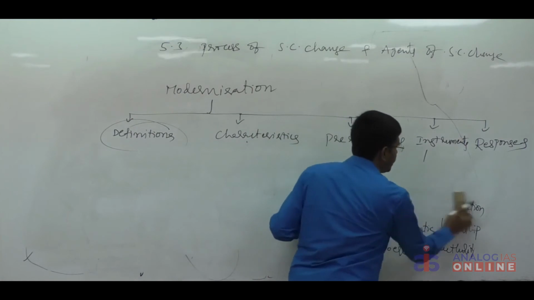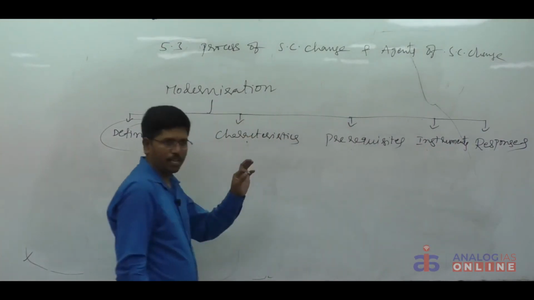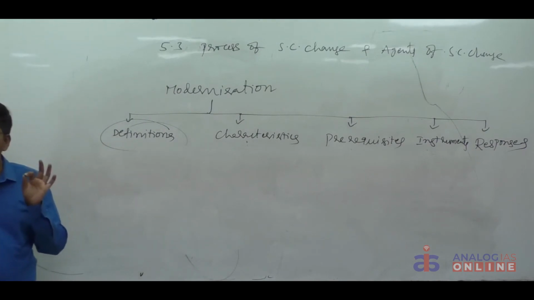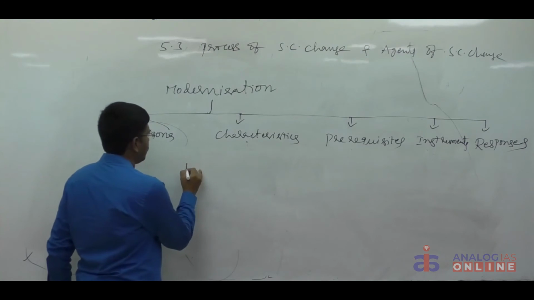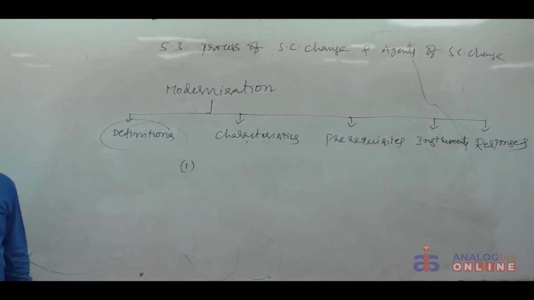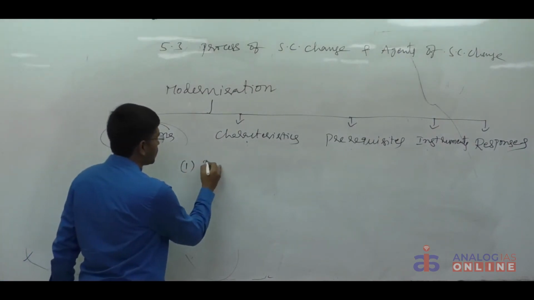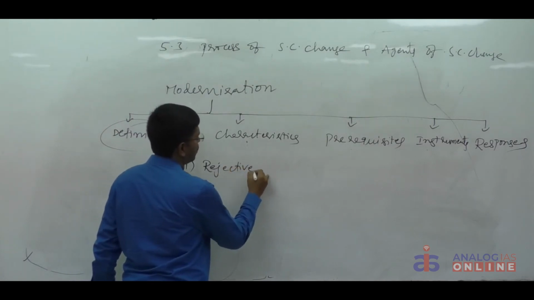What are the responses to the process of modernization? This can be asked as a separate question. Responses to the process of modernization, 10 marks question. There are 5 ways of responses. For a particular process of modernization, different societies may respond in different ways. All those responses can be categorized into 5 ways. Rejective response.